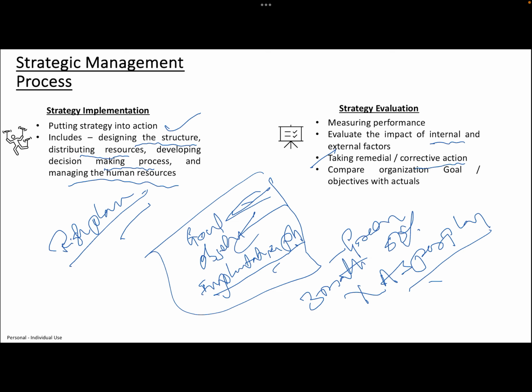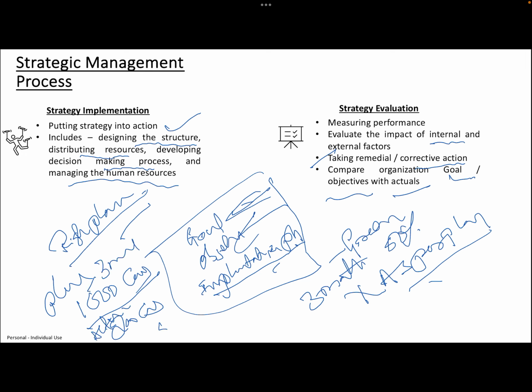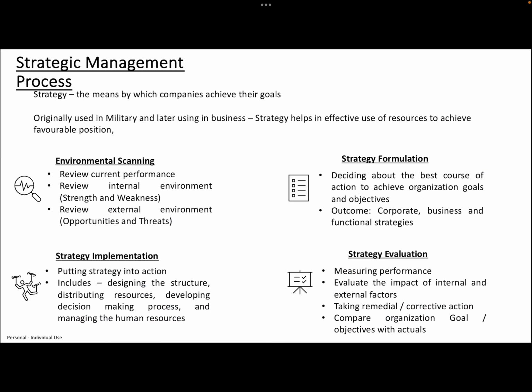How can we do all this performance matching? It is all with our organization's goals and objectives against actuals. We have set a target of producing 1,000 cars in 3 months, and at the end of 2 months, if we have produced only 200 cars, this is the plan, this is the actual. Compare it. It is for 3 months. Within 1 month, can we produce 800 cars? No. So take some corrective actions here. Clear, guys? This is about strategy evaluation.